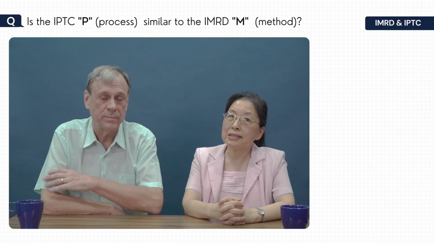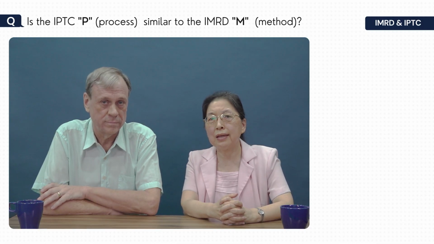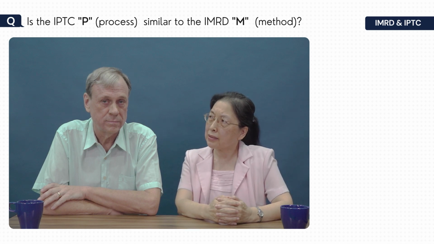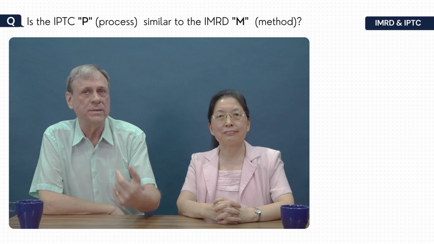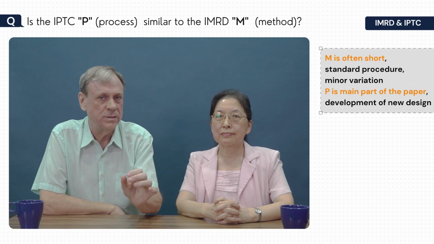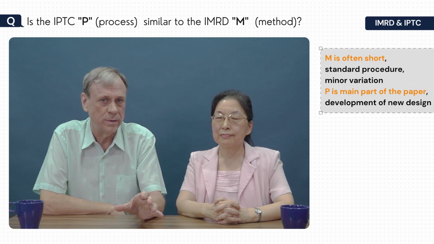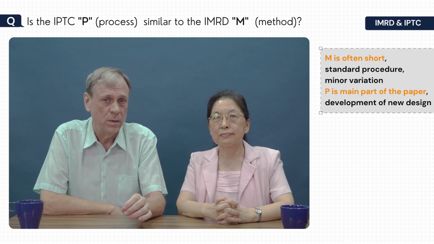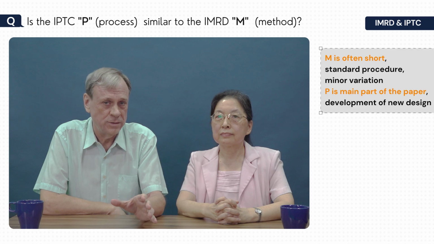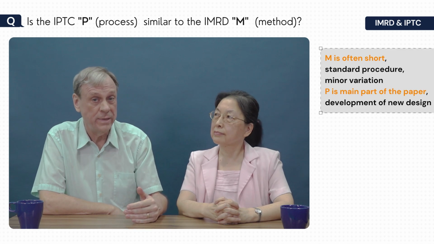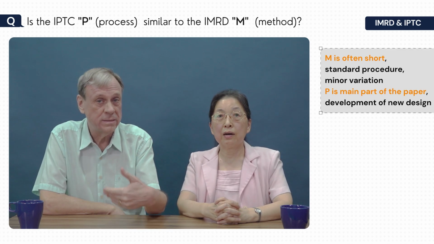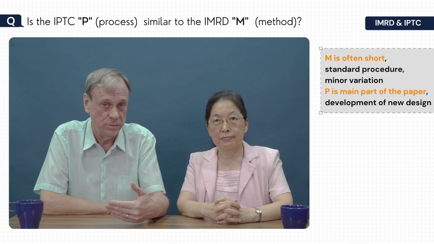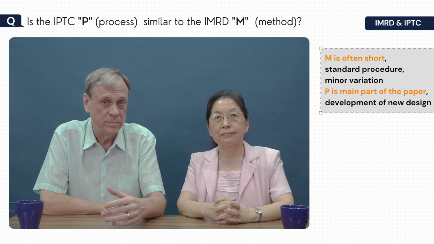In the IPTC framework, would you say that P, the process section, is very similar to method? It's very similar, but the difference is that the method section is often relatively short because similar methods have been used before. Whereas in engineering, the process division may be half the article, because the main contribution of the article is the development of this new design. And so that's the main difference.